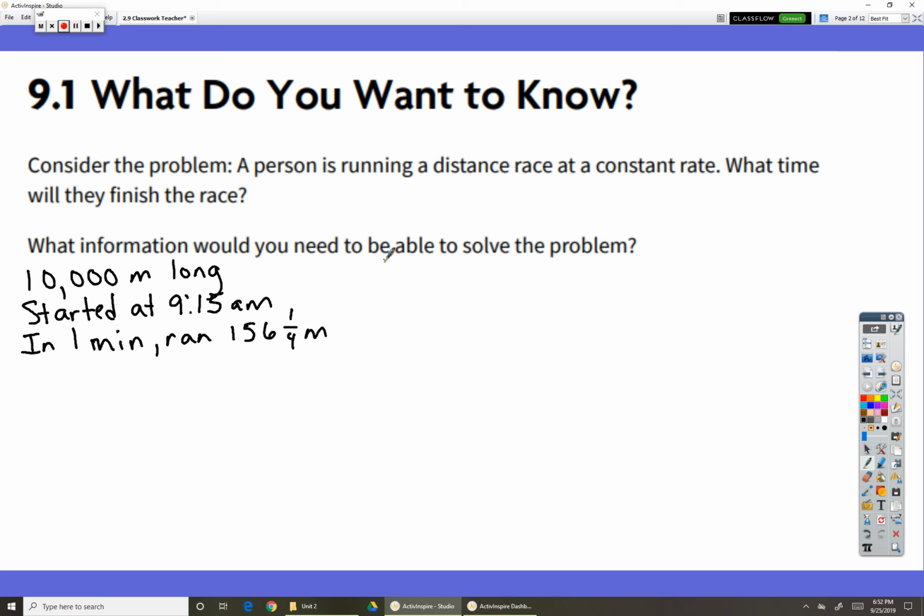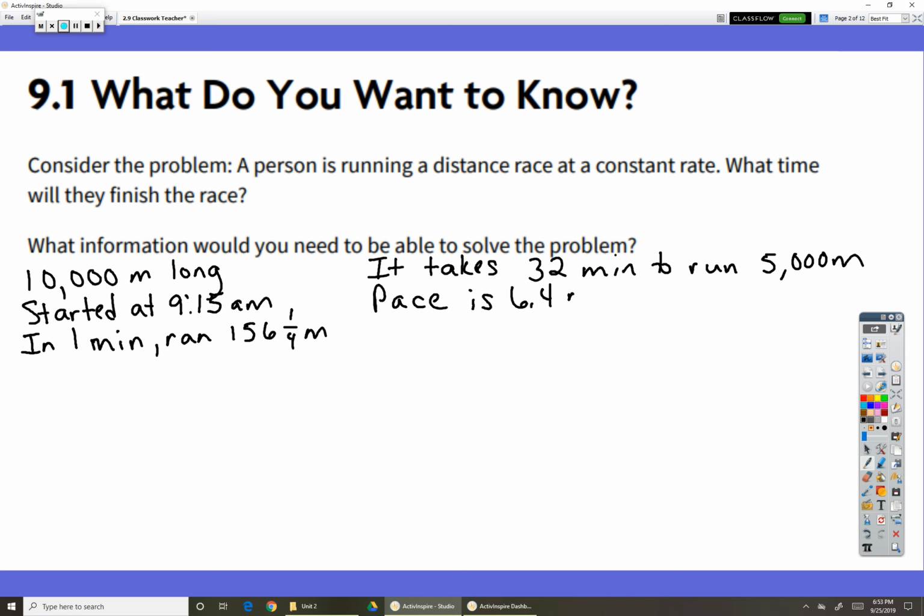I'm also going to tell you another way. I'm going to say it takes the person 32 minutes to run 5,000 meters. And I'm going to tell you another way. I'm going to say the pace is 6.4 minutes per kilometer. I'm also going to go a step further. I was going to give you an equation you could use, but I don't think I'll give that to you. I'll let you figure out the equation.